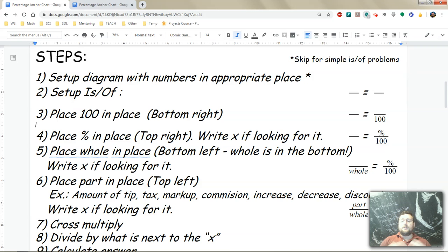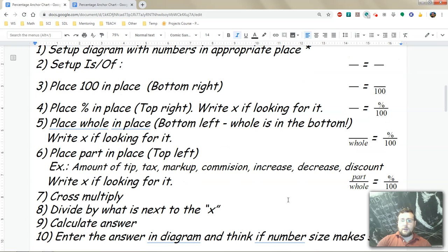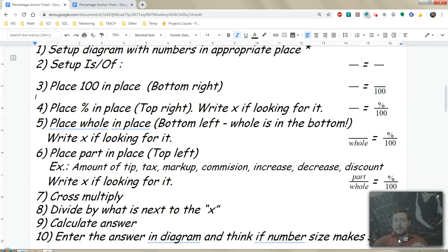Next, you try to find what about the problem is your whole, your original value, the of, or the old value that you're trying to compare to the part to the whole. Now, since the whole always goes on the bottom, it's easy to remember. Wholes go down. You put that on the bottom left of the diagram or the is-of setup. Then you try to find the part in the problem. Now, the part is going to be something like the tip, the tax, the markup, commission, increase, decrease, or discount, whatever value that is. And then you put that on the top left.